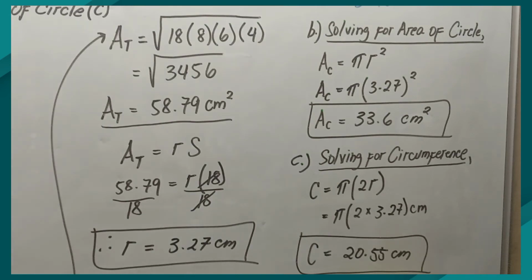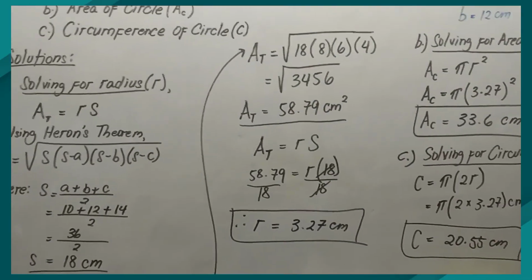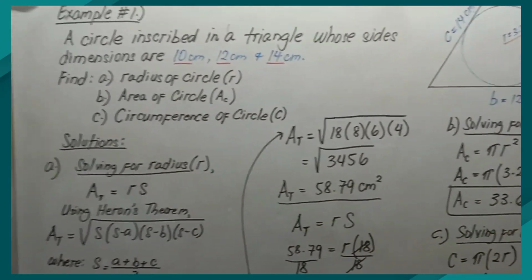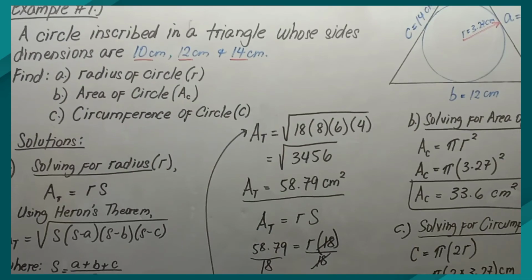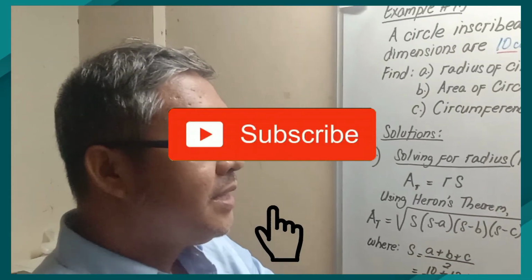So I hope, guys, you understand our example problem on how to solve the radius of a circle inscribed in a triangle. And a part of that radius on how to find the area also of the circle and circumference of the circle.